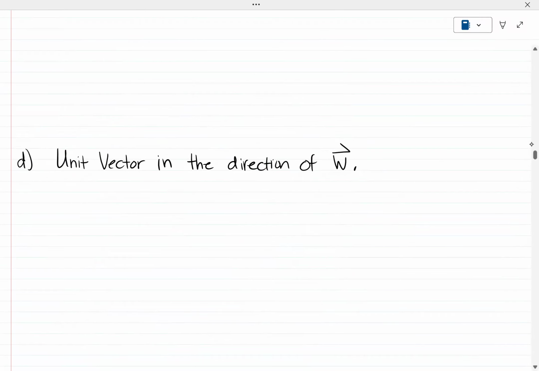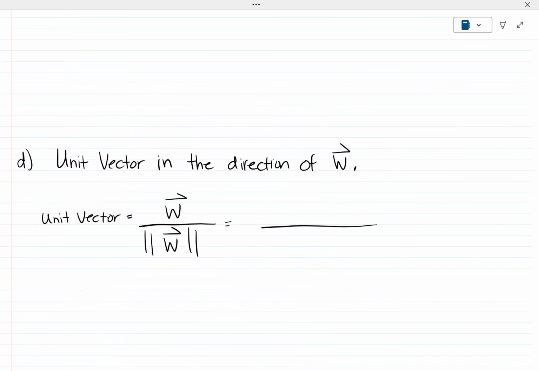Question D says, unit vector in the direction of vector W. So they want to find a unit vector in the direction of vector W. So what that means is this. The unit vector is going to be vector W over the magnitude of vector W, right? So let's do the bottom. What is the magnitude of vector W?